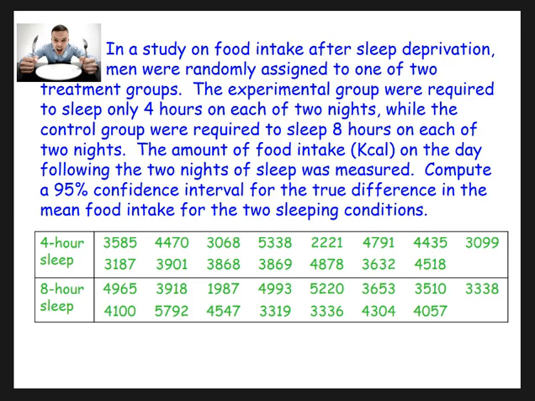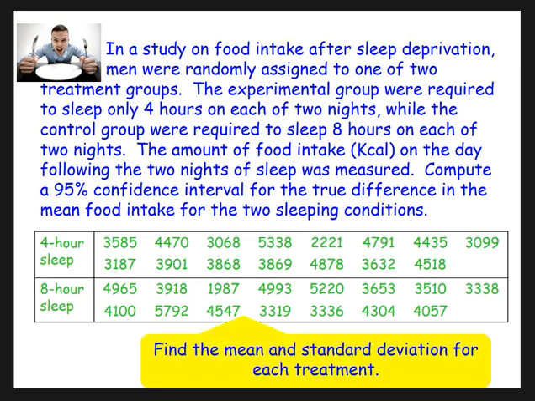So in a study on food intake after sleep deprivation, men were randomly assigned to one of two treatment groups. The experimental group were required to sleep only 4 hours on each of 2 nights, while the control group were required to sleep 8 hours on each of the 2 nights. The amount of food intake in kilocalories on the day following the 2 nights of sleep was measured. Compute the 95% confidence interval for the true difference in the food intake for the 2 sleeping conditions.